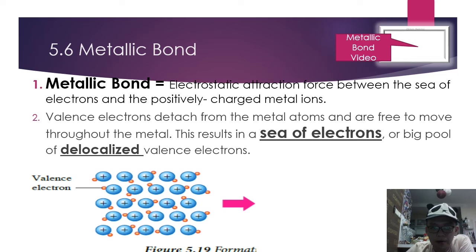What is a metallic bond? It is the electrostatic attraction force between the sea of electrons and the positively charged metal ions. The valence electrons will detach from the metal atom and be free to move through the metal. This will result in a sea of electrons. That means a lot of electrons can move freely, or we can call this a big pool of delocalized valence electrons.